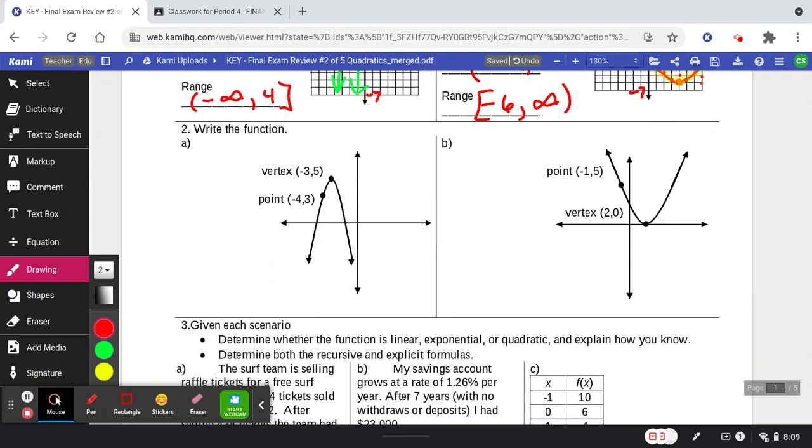Okay, looking next, we're being given the graph, and now we need to write the function. So right across the top, let's write the formula for a parabola. There's some stretch a, x minus the horizontal shift of your vertex, plus k, the vertical shift of your vertex.